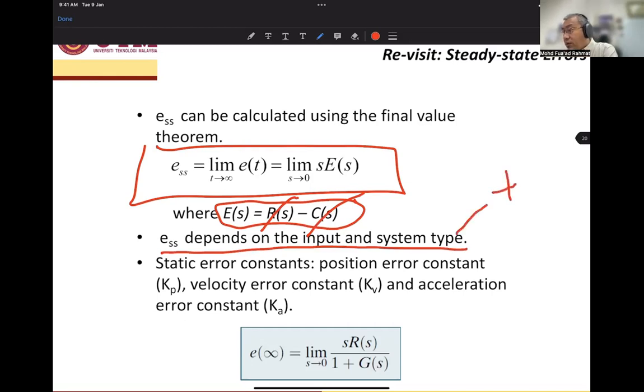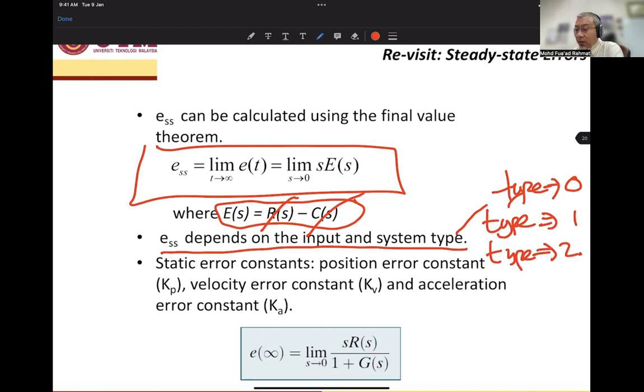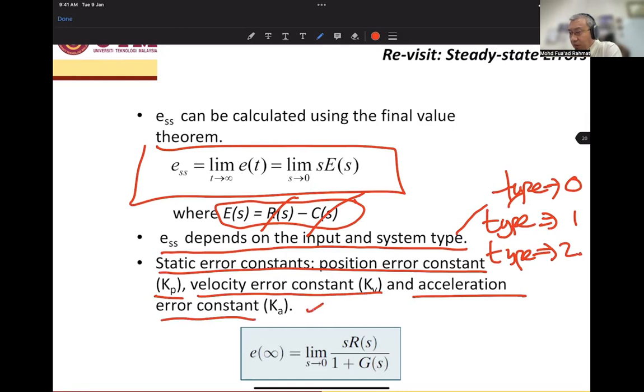And ESS depends on the input and system type. So we have type 0, type 1, and type 2. This will give you the static error constant values, which are the position error constant, velocity error constant, and acceleration error constant, which is Ka. And the formula for the steady state error is shown here. E when t tends towards infinity, limit s to 0, sR(s) over 1 plus G(s).